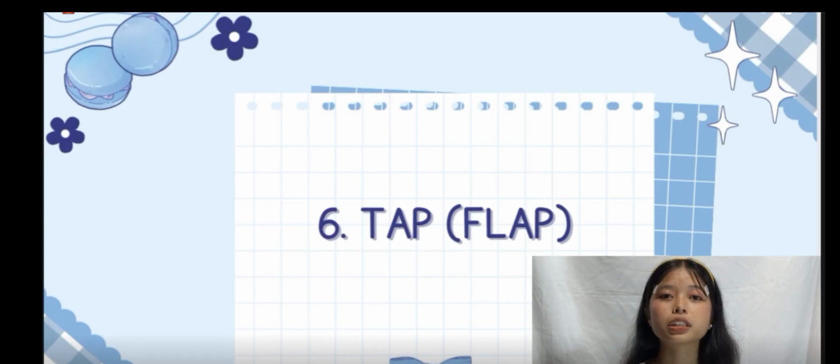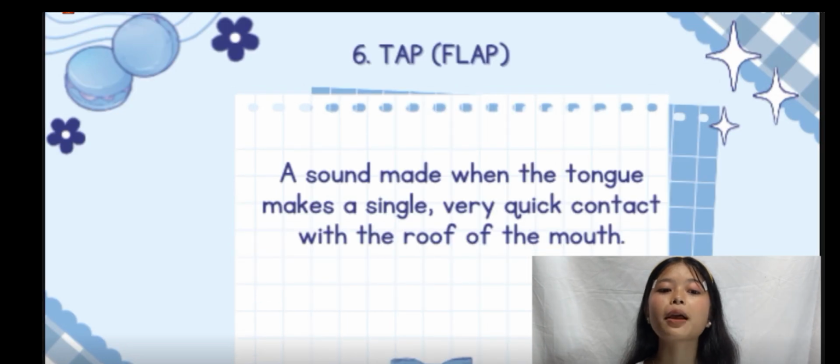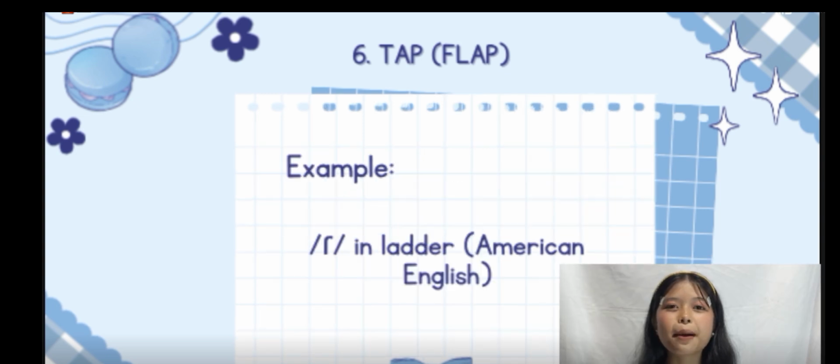So the last one is tap or flap. Sound made when the tongue makes a single, very quick contact with the roof of the mouth. For example, the t in ladder in American English.